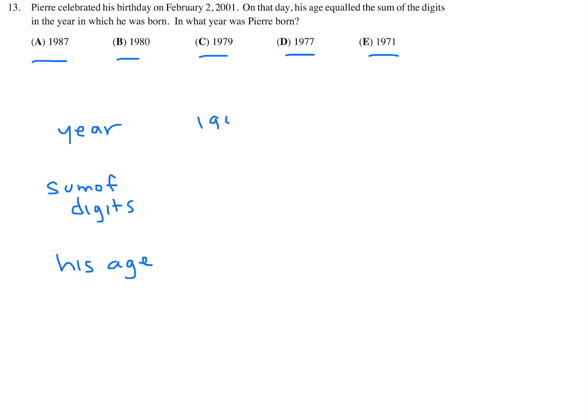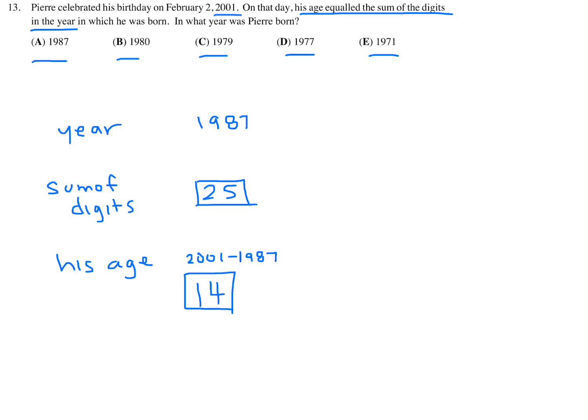So if the year is 1987, the sum of the digits of 1987 is 25. And his age, if he was born in 1987, on February 2nd, 2001, would be 2001 minus 1987, which is 14. So does his age equal the sum of the digits in the year he was born? The sum of the digits is 25, his age is 14, and those are not the same. So 1987 is not the year he was born. Let's keep going. 1980, sum of the digits is 18, and if he was born in 1980, in 2001 he would be 21. These don't match, so 1980 is out.